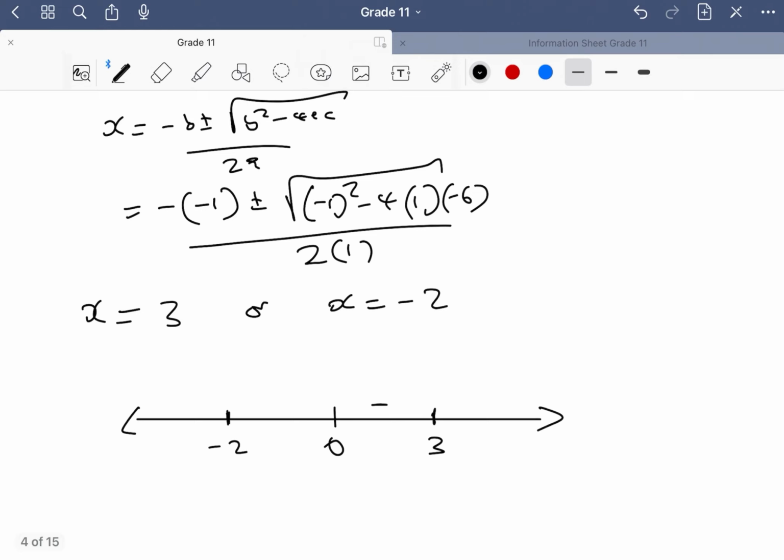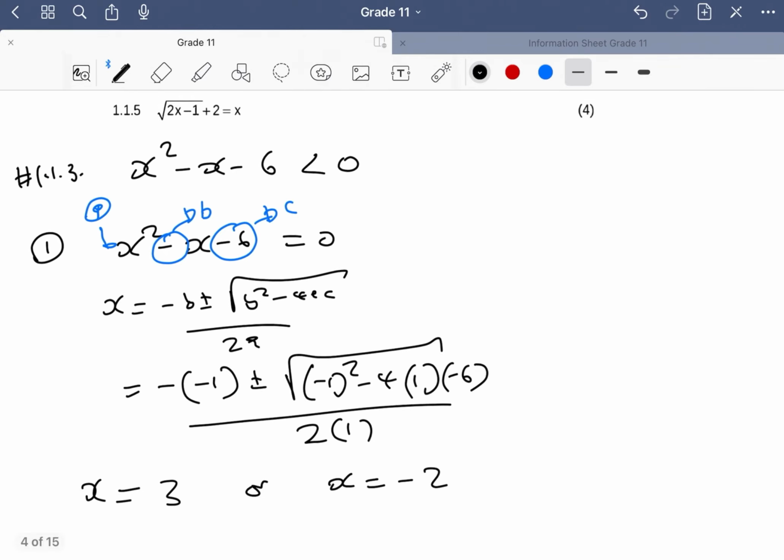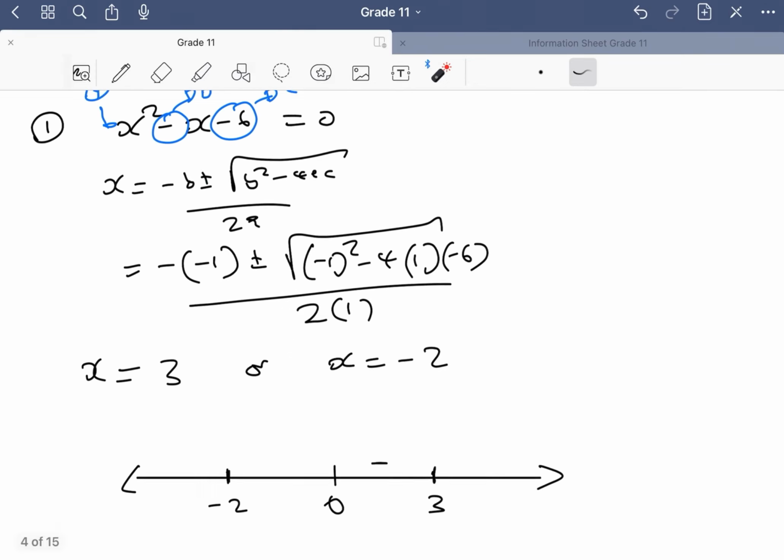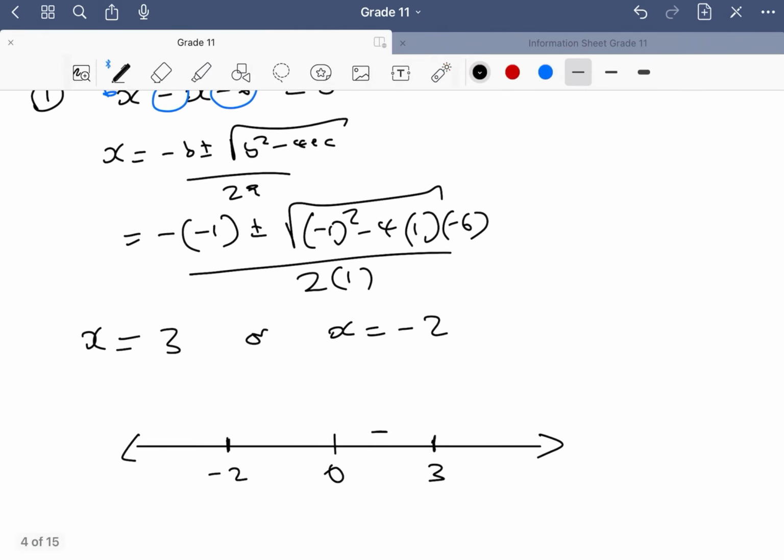Now, take any value that is greater than 3. Any value, go wild. Let's say you take 4, okay? So substitute 4 in this equation. What do you get? You're going to have 4 squared minus 4, that is 12, and then 12 minus 6, that is 6. So we get a positive value. Take any value, you're always going to get a positive value. So meaning now you have negative on that side and positive on that side.